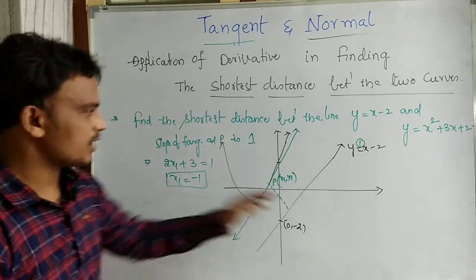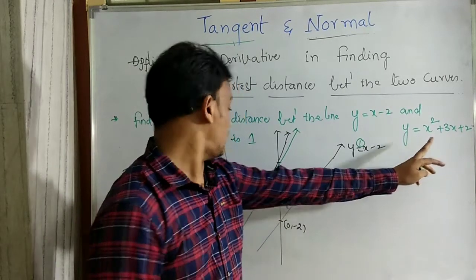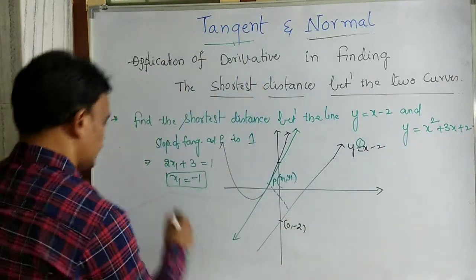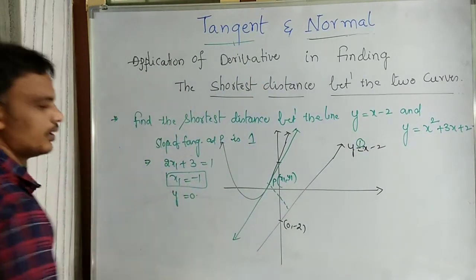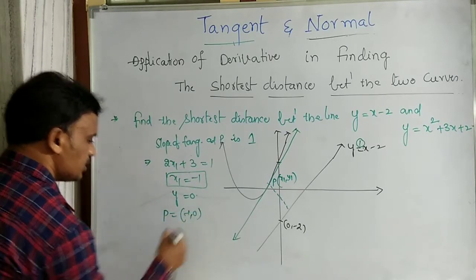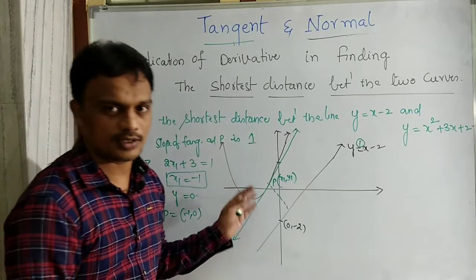If x1 is equal to minus 1, then what is the y1 value? It is 1 minus 3 minus 2 plus 2, which is 0. So the y coordinate is 0. Then I got the point P. What is the point P? It is minus 1 comma 0. Yes, I think now we got that.